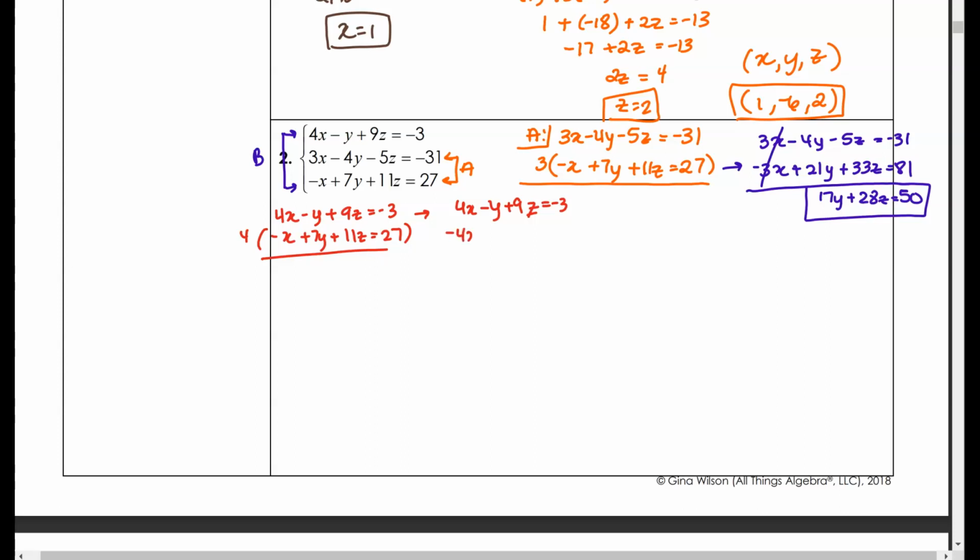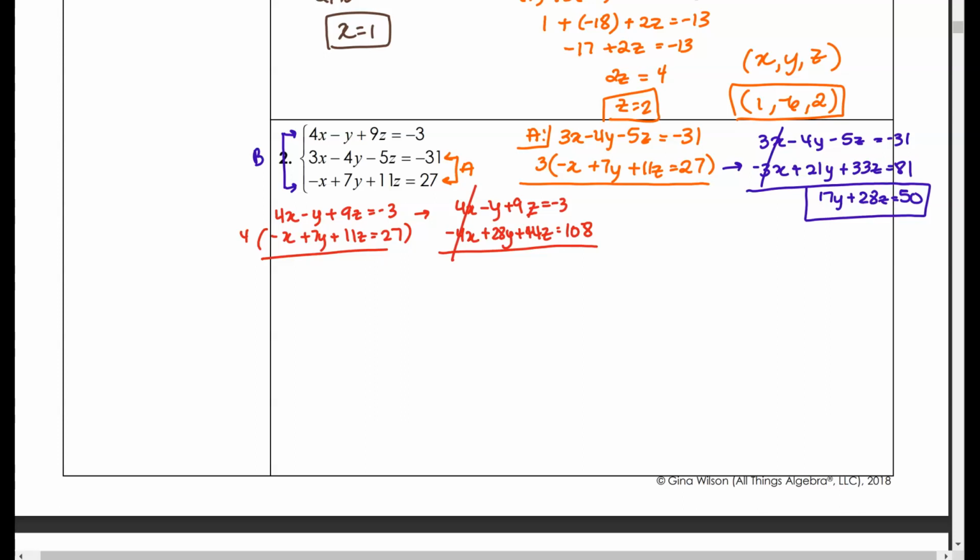Okay, so then I'm going to have negative 4x plus 28y plus 44z is equal to 27 times 4, which is 108. So we're going to go ahead and do this. And so notice our 4's go away.